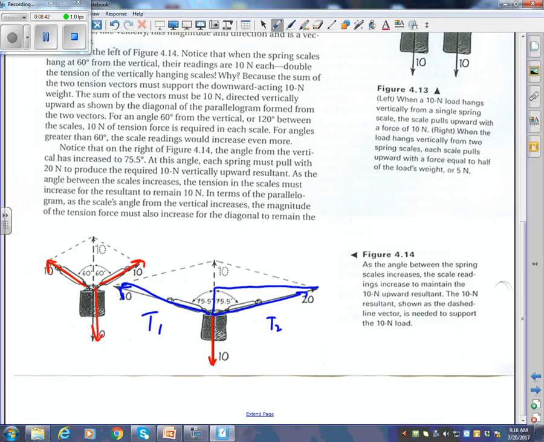What would you call this part right here? T2y, the y component. And this one over here would be T1y. And so what you get is T1y plus T2y have to add up to 10. In other words, they're both equal to 5. But because of that huge angle, 75.5 degrees in there, to make 5 straight up and down, this value here has to be 20. And as that angle increases, you need more and more tension to create that 5 newtons upward. Does that make sense? Awesome.